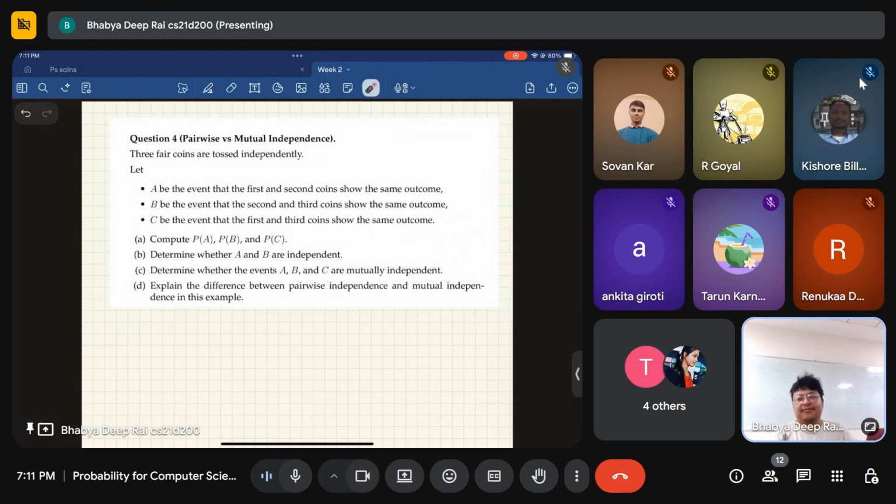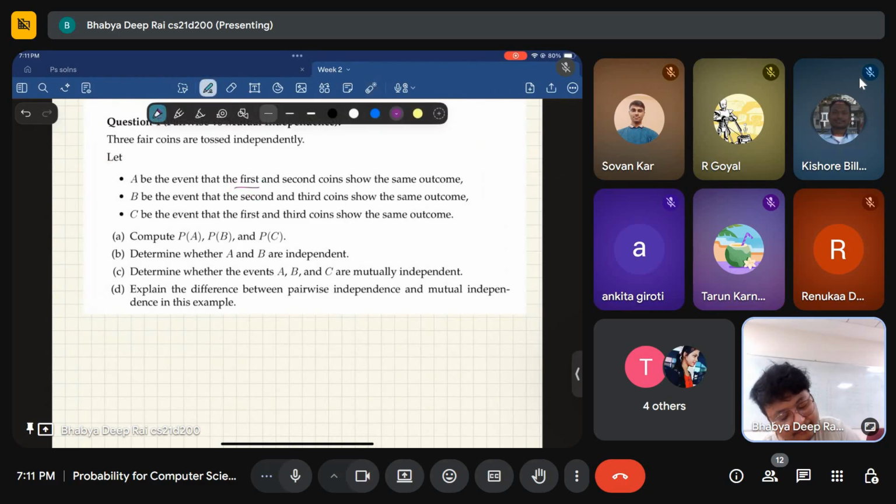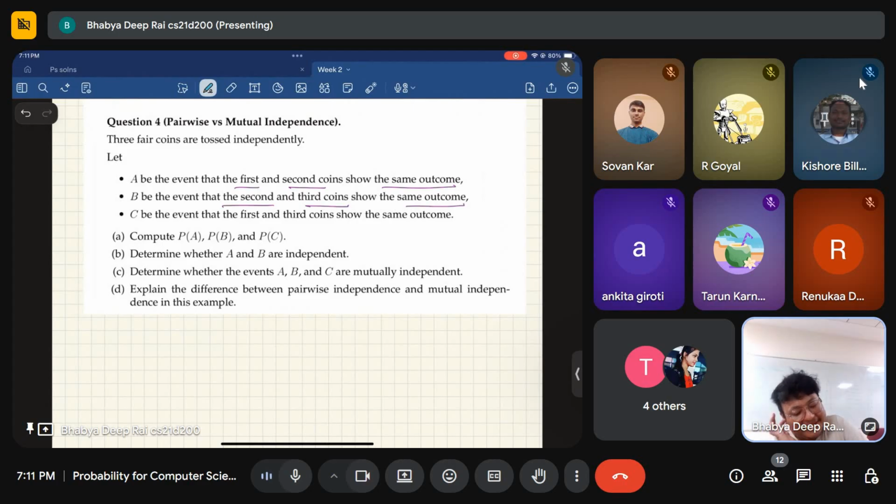Okay, here's the question. Three fair coins are tossed independently. Let A be the event that the first and second coins show the same outcome, B be the event that the second and third coins show the same outcome, and C be the event that the first and third coins show the same outcome. Compute probability A, probability B, probability C.